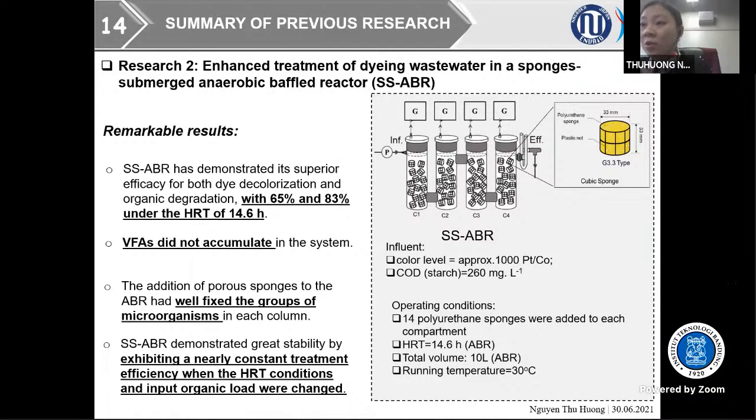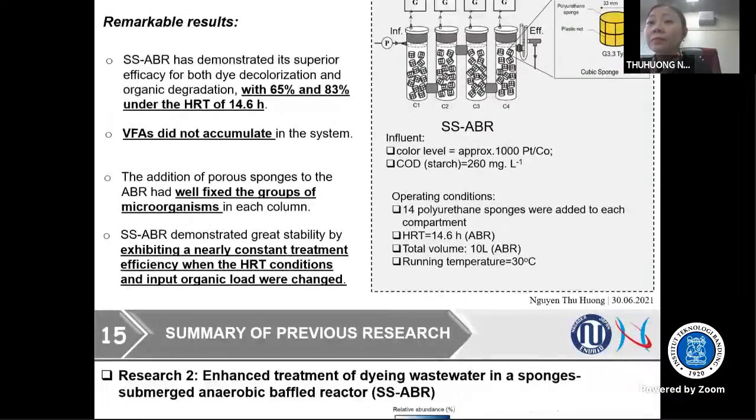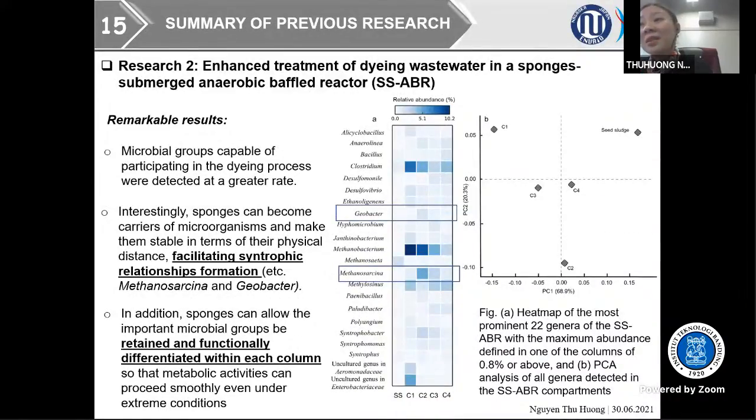The ABR profile showed that the addition of the porous sponge gave a well-fixed group of microorganisms in each column, contributing to great stability in the processing efficiency when we changed the HRT and organic load. About the microorganism analysis, you can see the heat map and the PCA analysis on the slide. Here are the most prominent 22 genera of the SSABR, with a maximum abundance in one of the columns of more than 0.8%.